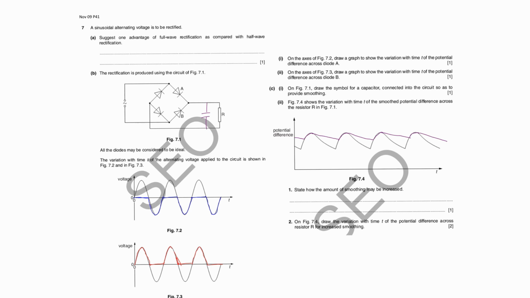Now for this question, if they ask you for one advantage of full wave rectification compared with half wave rectification, it is that half wave rectification has a smaller average power, full wave rectification has a larger average power. So why is that so? If you remember, in half wave rectification, you're only going to get a voltage for half a cycle, so your power is also half a cycle.